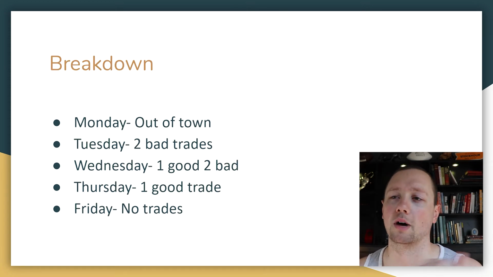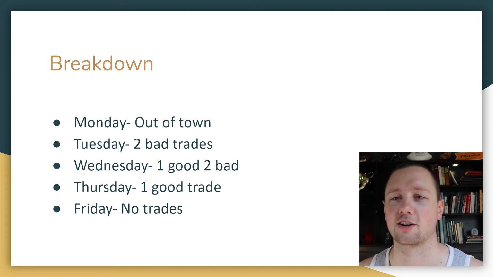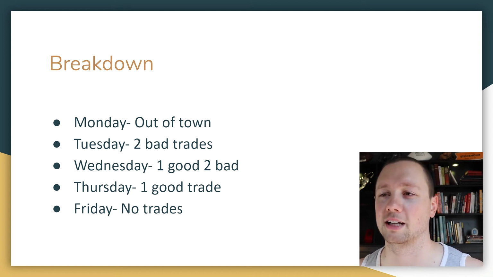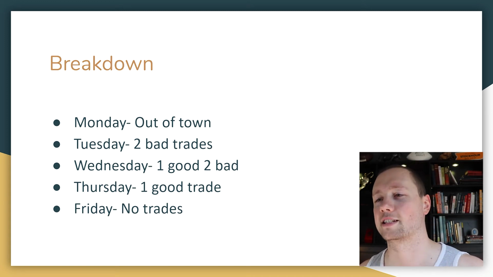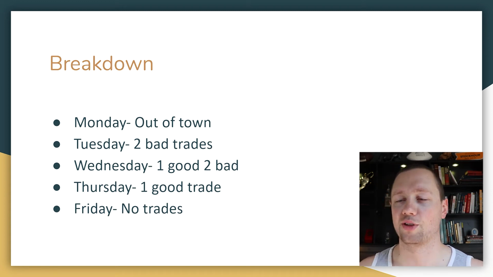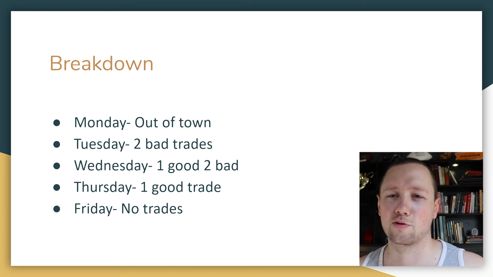So breakdown: Monday, I was out of town. I didn't make a single trade on Monday, so I was already down a little bit of time. Tuesday, I had 2 bad trades to start the day where I had terrible executions and I thought, this isn't working for me, this isn't my day, so I walked away. On Wednesday, I had 1 good trade and 2 bad trades. So it was kind of a mediocre day. The 1 good trade wasn't very good and the 2 bad trades weren't very bad. So overall, it was just kind of a negative day. It was almost a waste of time.